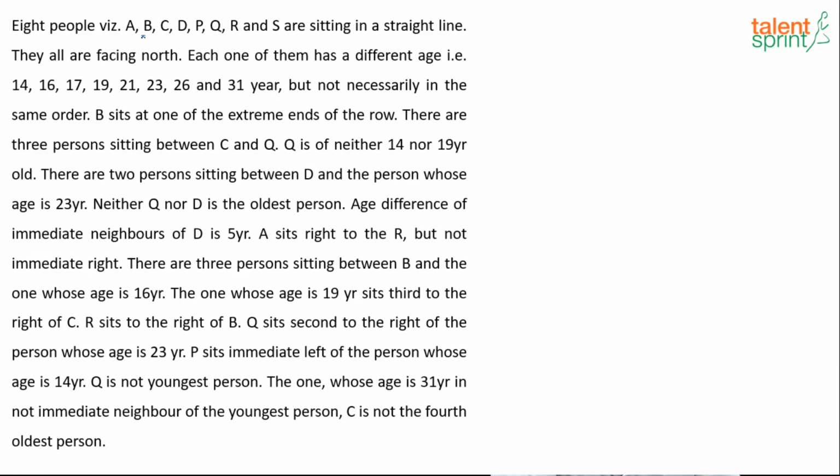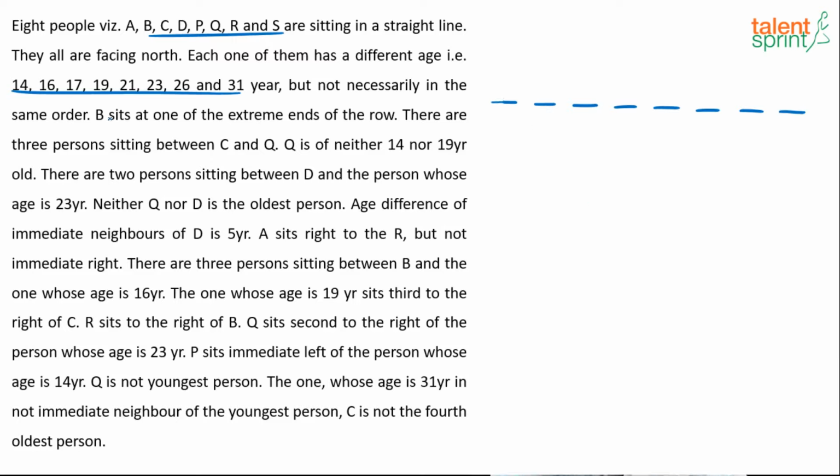8 people A, B, C, D, P, Q, R and S are sitting in a straight line. They all are facing north. Each of them has a different age among 14, 16, 17, 19, 21, 23, 26 and 31. So I think one observation is numbers are in ascending order, so you don't have to worry about which is smallest, which is highest. It's easy to pick up, right? Smallest is 14, highest is 31 and so on. So 8 persons and 8 different numbers here. Now, of course the first step is to mark the 8 positions, 1, 2, 3, 4, 5, 6, 7, 8, right? These are the 8 positions.